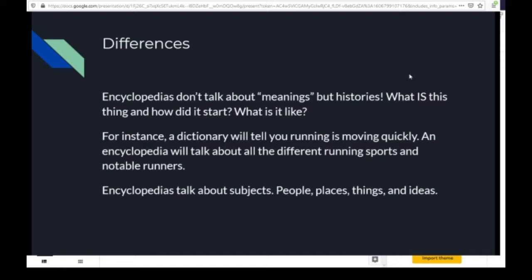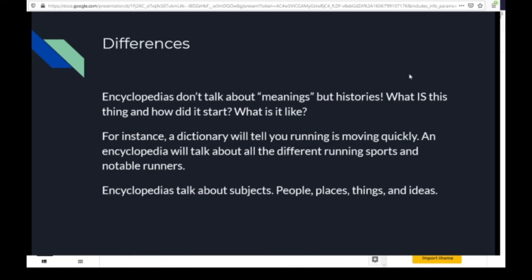The other major difference is that encyclopedias don't talk about words, they talk about subjects: people, places, things, ideas. Sometimes you can find the same word in a dictionary and an encyclopedia, but they're going to talk about it differently. My analogy here is a toaster and an oven. You can cook bread in an oven or in a toaster, but it's going to come out differently.